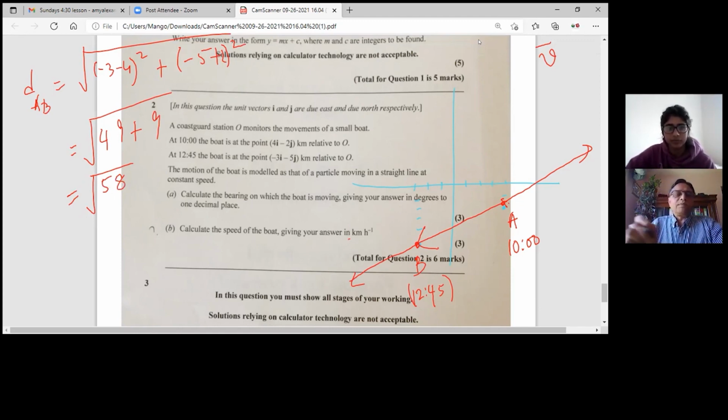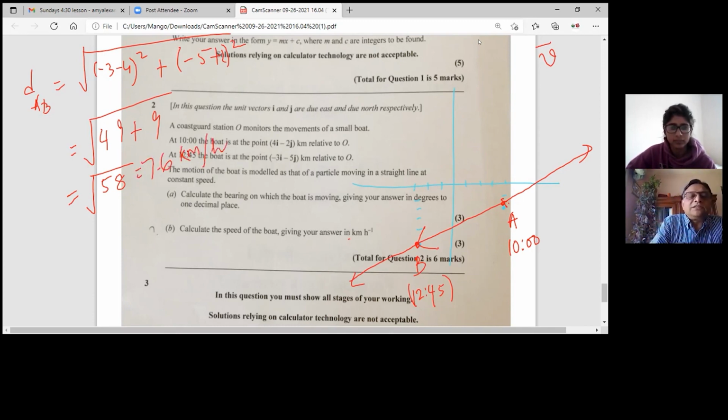5√2. Oh, 58. Yeah, you get 49 plus 9, right? So the square root of 58 equals 7.615, which in decimals is 7.6, right? Yep. Kilometers per hour. Is it clear to you?